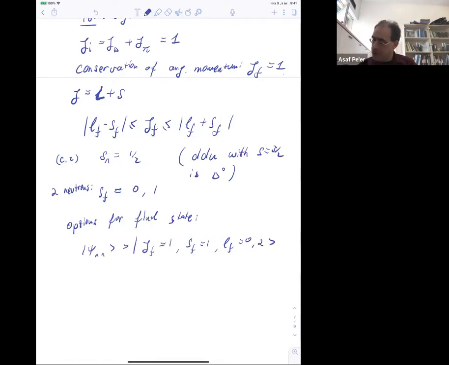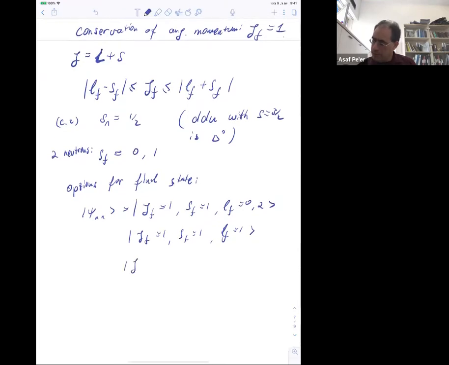But it can be 1 as well, right? So JF is equal to 1, SF is equal to 1, LF is equal to 1, or JF is equal to 1, SF is equal to 0, in which case LF has to be equal to 1. We have 3 options for the neutrons in the final state. Now the question is, which one is the correct one?